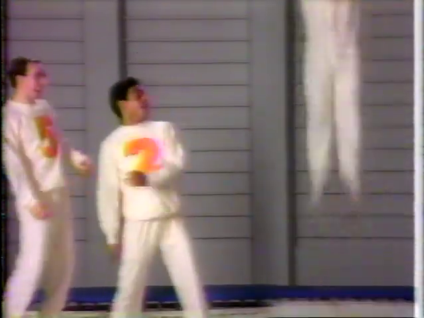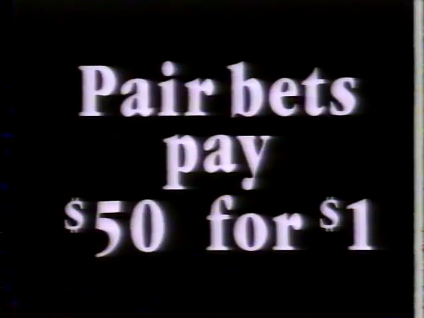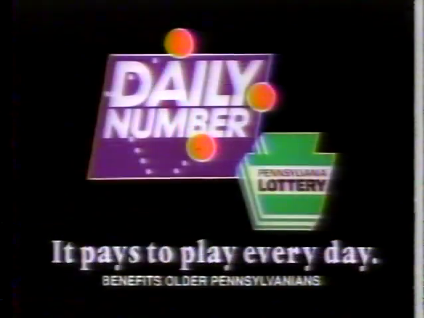Want another way to play the Pennsylvania Lottery's daily number game? Play the front pair. Just match the first 2 numbers and you win, no matter what the last number is. 0, 1, 2, 3, 4, 5, 6, 7, 8, or 9. Or play the back pair. Just match the last 2 numbers and you win, no matter what the first number is. 9, 8, 7, 6, 5, 4, 3, 2, 1, or 0. Match either pair and you win $50 for every dollar bet, no matter what happens to the other number. The daily number pair bet. It pays to play every day.